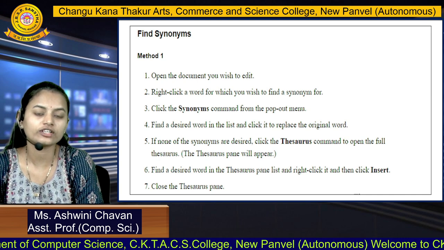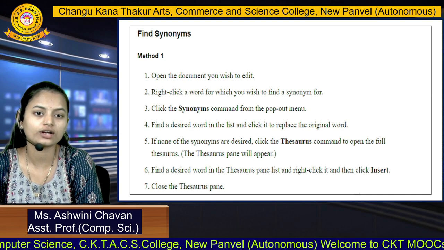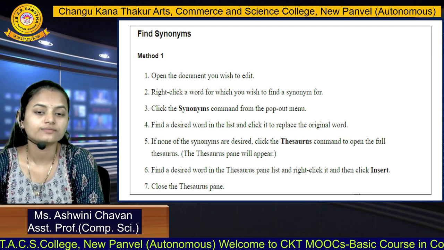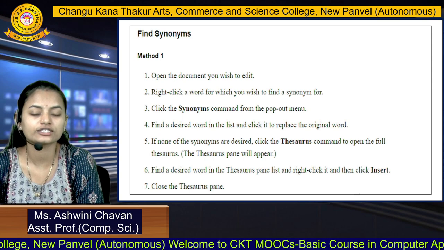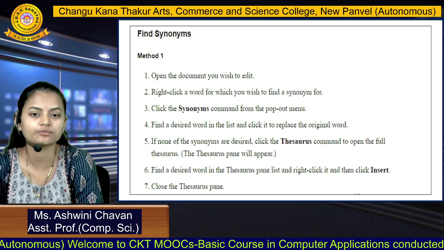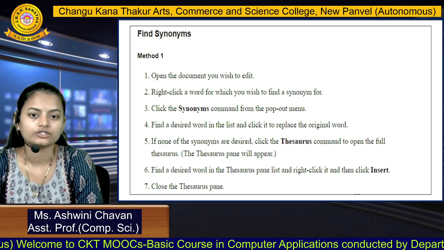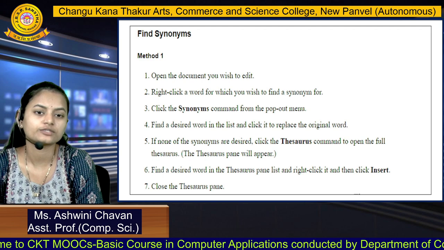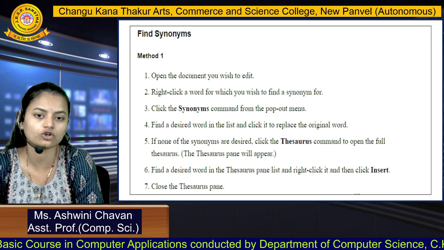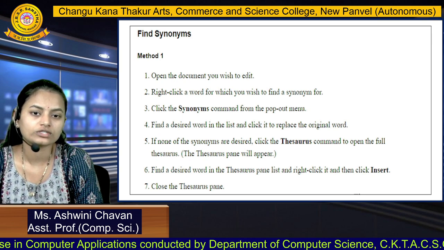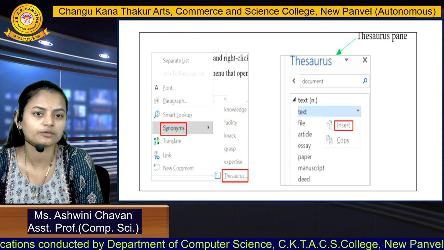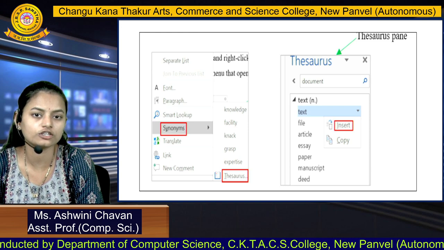So if none of the synonyms are desired, click the Thesaurus command to open the full thesaurus. Okay, so this thesaurus is basically used to find out similar words for that particular word in your document. So find a desired word in the thesaurus pane list, right click it, and then click the Insert option. Then we just have to close that pane.